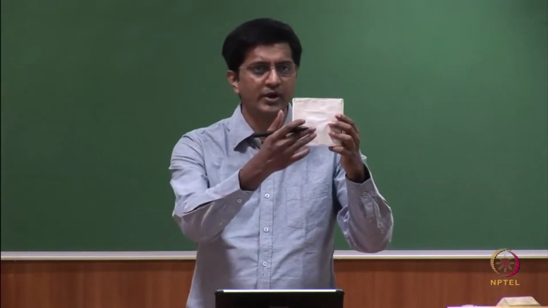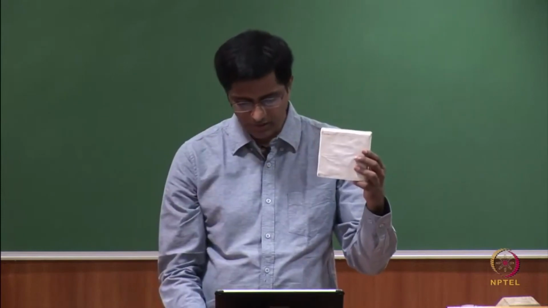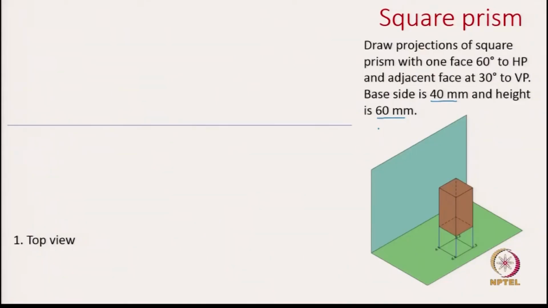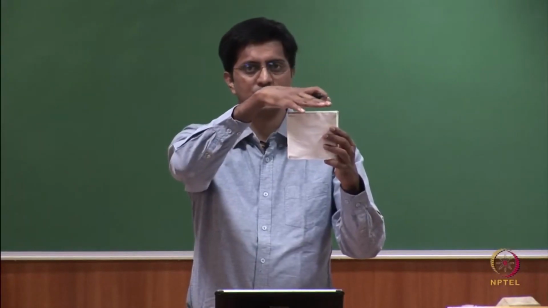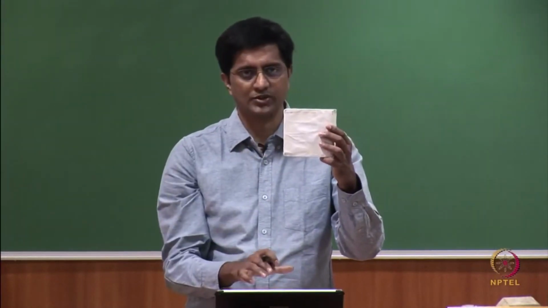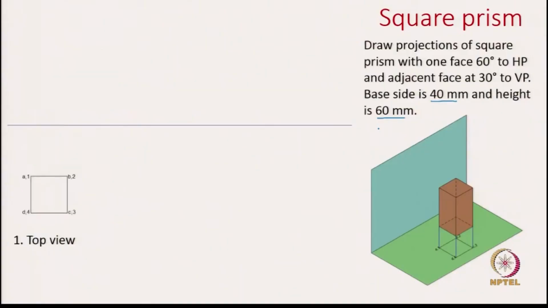We can either start with the front view or the top view. Randomly I am starting with the top view. The top view will be whatever this cross section is, which we said is a square. So, first let us draw the square projections. Here the namings are: the top face has the points A, B, C, D and the bottom face has the points 1, 2, 3, 4. The top base is A, B, C, D, and the bottom base is 1, 2, 3, 4.